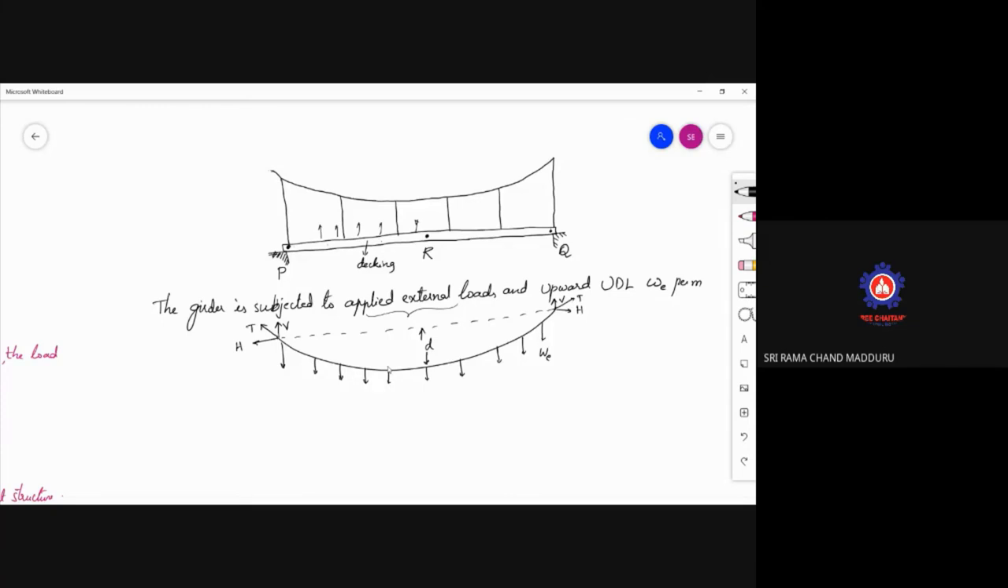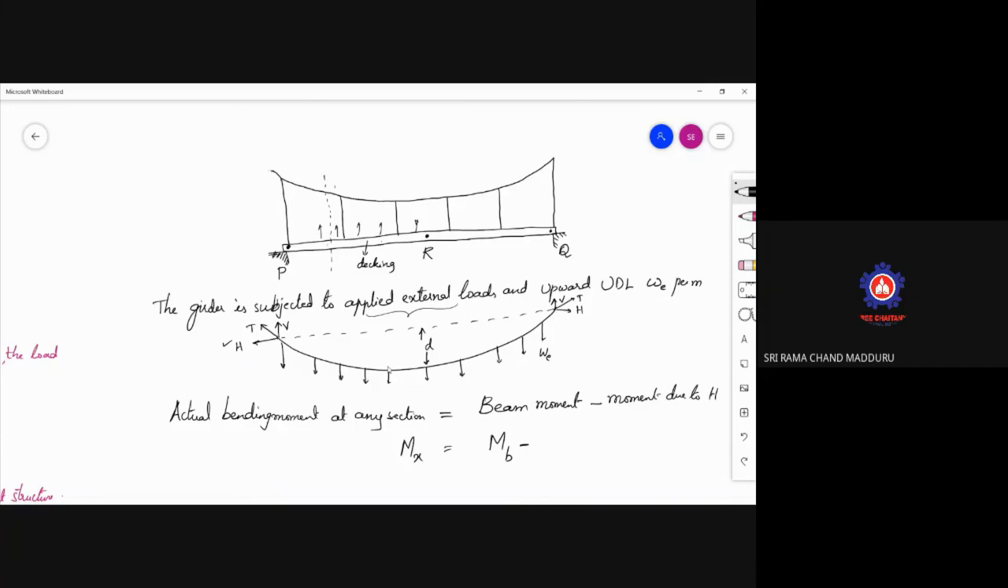Now, the analysis is done separately for the cable as well as for the deck, and they are superimposed, so write down. If I want the bending moment at any section, the actual bending moment at any section is equal to the beam moment minus the moment due to H. So that is Mx, which is Mb minus the moment due to H.